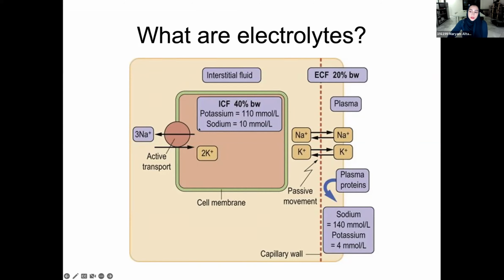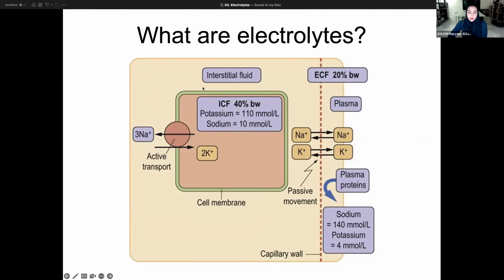But so we know the sodium-potassium pump, or ATPase, right? You need ATP for it to be activated. That gives you 3 sodium outside for every 2 potassium inside. So this helps to keep this gradient between the cells, okay? And that's active transport.